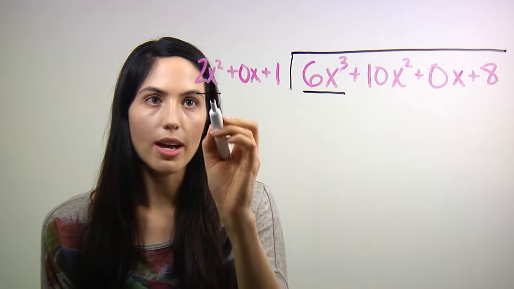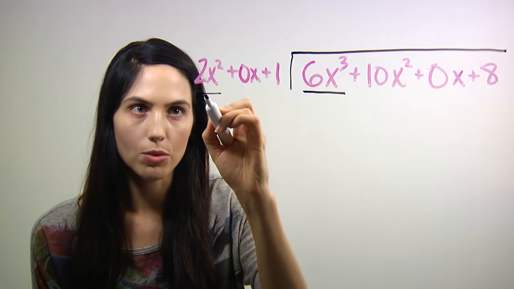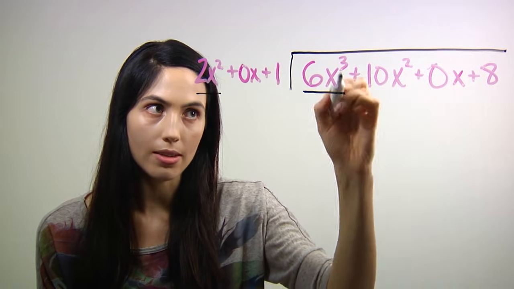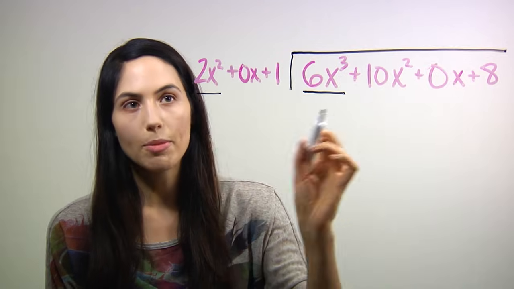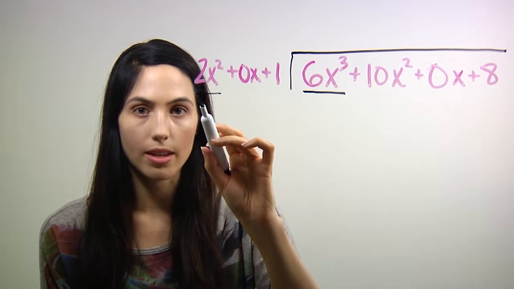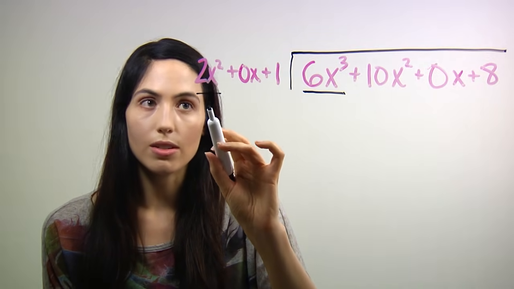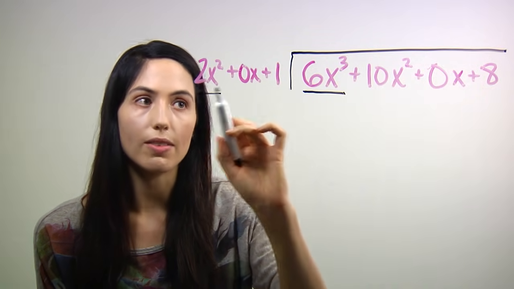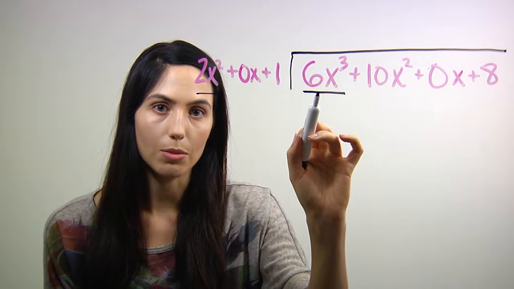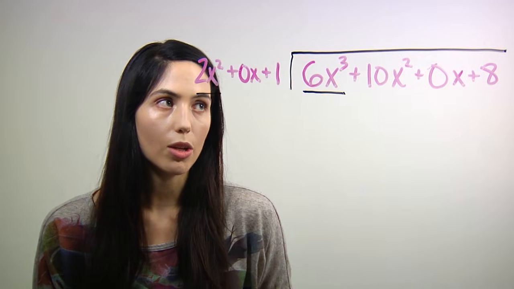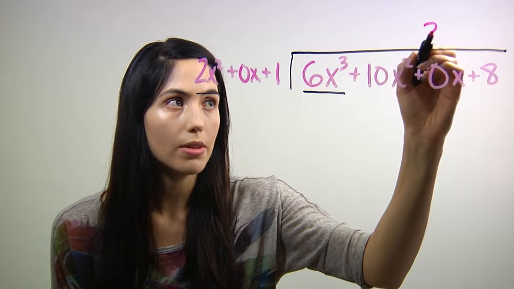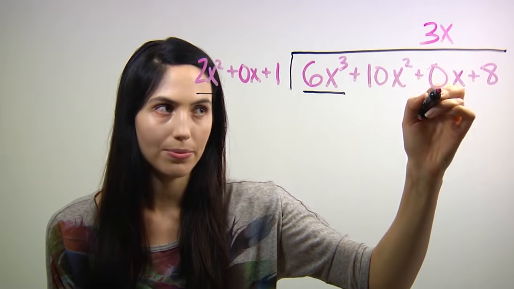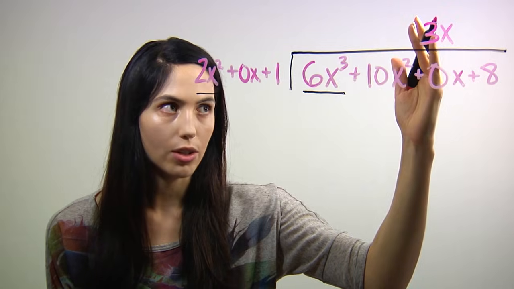And we want to know how many times does that term, 2x squared, go into this term, 6x cubed. So how many times does 2x squared go into 6x cubed? The answer is 3x, because 3x times 2x squared would give us back 6x cubed. So the 3x we place up here on top. Make sure you place it right above the other x term, in line with the other x term.